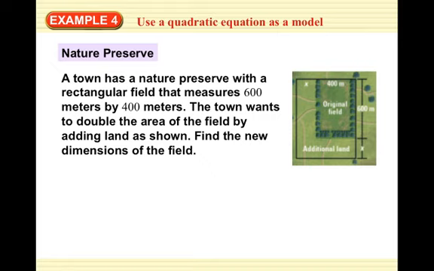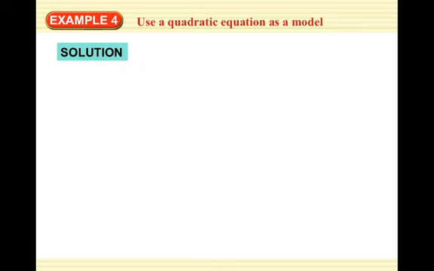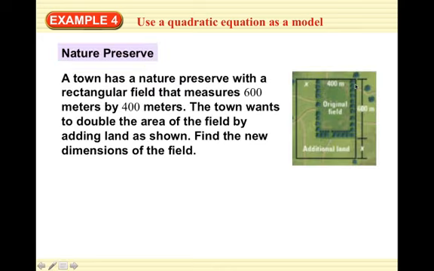Well, luckily it starts off rectangular, so the original area is just 600 times 400. When you want to double that, you take the 600 times 400 and multiply by 2. So the new area is going to be 2 times 600 times 400. The new length is going to be 600 plus x. The new width is going to be 400 plus x, because if you look back at your picture, you've got 600 for the longer side and you're going to add x meters, and 400 for the shorter side, and you add x meters.